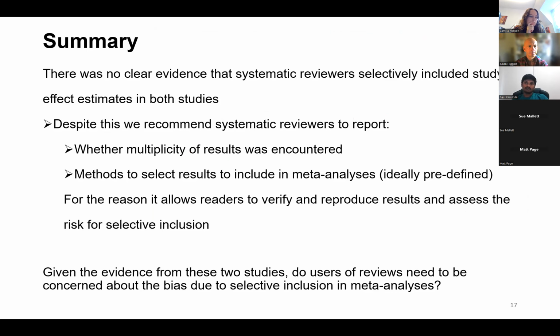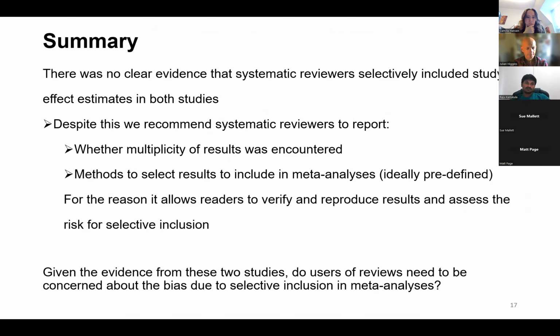To conclude, we would like to say there is no clear evidence that systematic reviewers selectively include effect estimates in both these meta-research studies. Despite this, we would like to recommend systematic reviewers to report methods to select results when they encountered multiple effect estimates from the included studies.